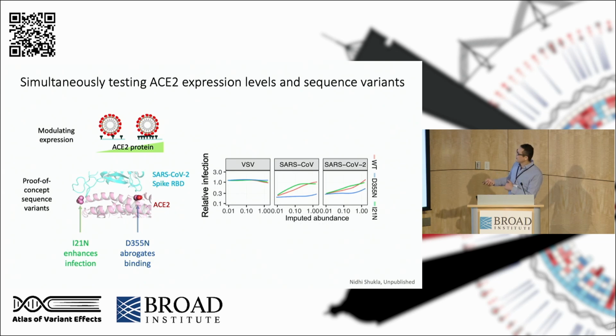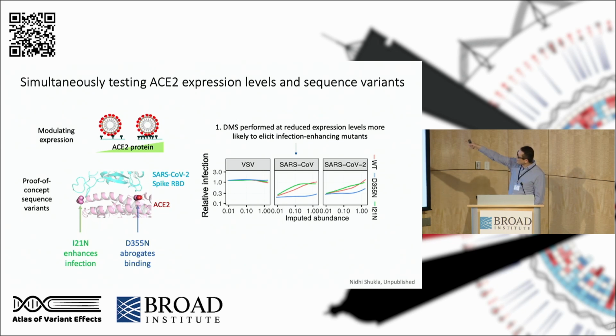That was a lot of data. I'm condensing it down into these overlaid lines. And I think it's nice in that it shows a couple of points. One, for example, a DMS performed at a reduced expression level, such as what I'm showing with that arrow over there, is going to allow you to elicit some of these effects, like that I21N infection-enhancing variant that you wouldn't have seen if you were at that full 1.0 level.